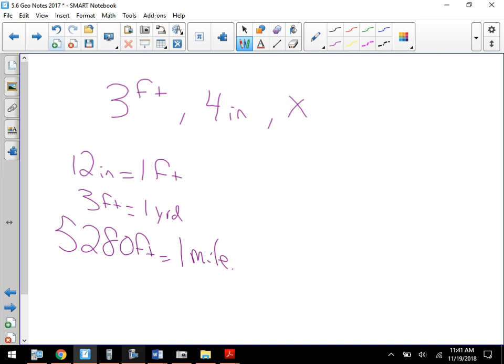Anyway, so 3 feet 4 inches. You always want to convert to the smaller unit. The reason why I say always convert to the smaller unit is that way you don't have to deal with fractions. You can convert inches to feet, just say that it's 1/3 foot, but nobody wants to do that. So how do you convert feet to inches? What do you have to do? Multiply or divide? By how much?